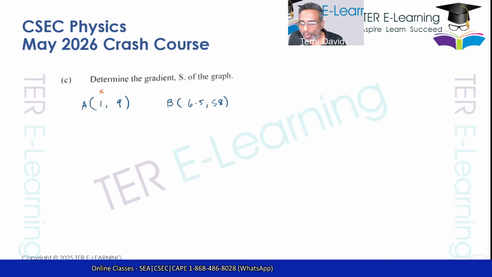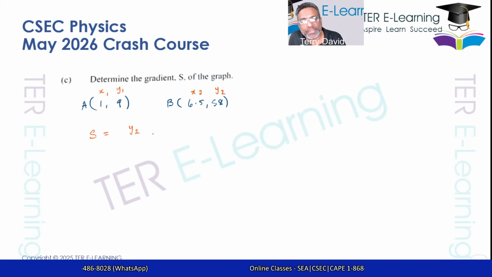I suggest this to all my students: make sure you label this. You're going to call this x1, y1, and this x2, y2. If you do this, then there's no reason why you shouldn't get this correct. Now, the next thing we're going to work out is the slope, called S here. Slope is simply y2 minus y1 all over x2 minus x1. That's how we calculate slope.